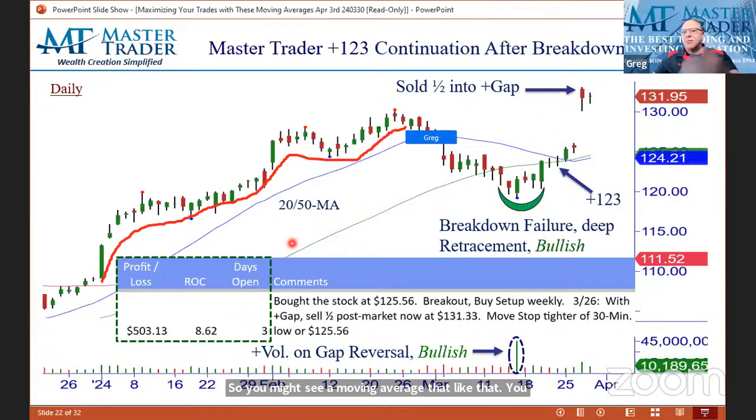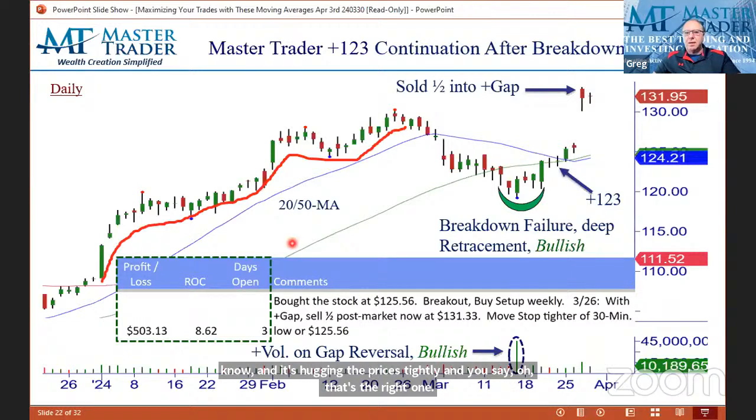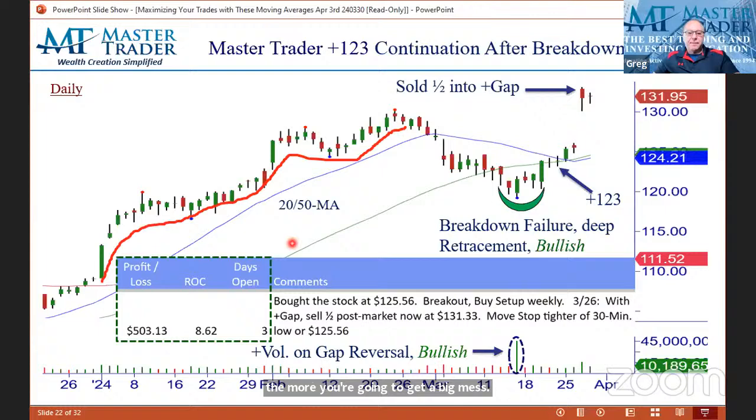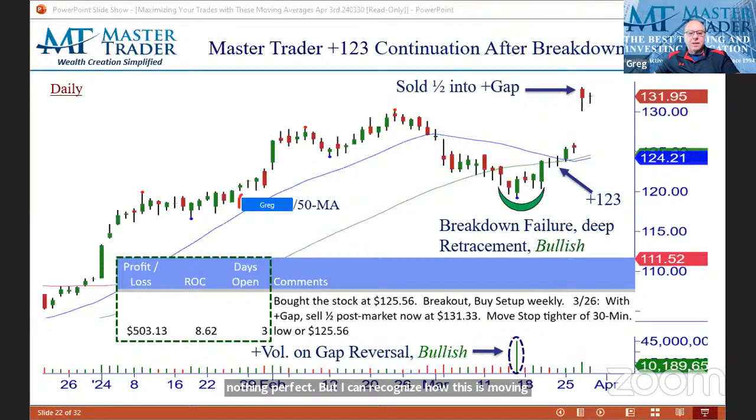And you think, oh, that's the right one. No, it's not. And the more moving averages you put on, the more you're going to get a big mess of bars, because at some point, like this broke, and you're going to see other stocks that are going to hold the 20. So you have to make a choice. There's nothing perfect, but I can recognize how this is moving and the distance relatively close to the 20 like that. And the bars being so tight tell me another way of how strong it is.